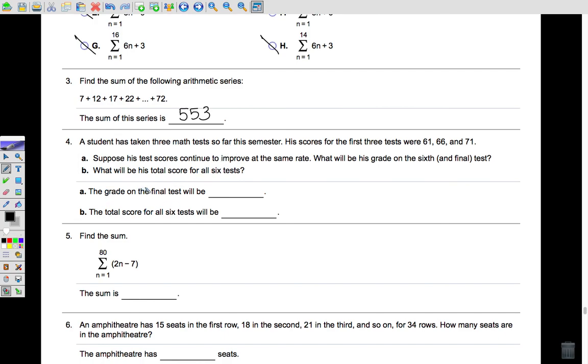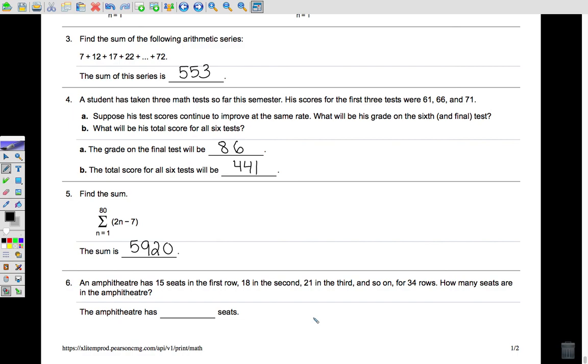For 4, the grade on the final test is 86. The total score is 441. The sum of the sequence is 5,920. Number 6, similar to the one we previously did, is 2,193 total seats. I'm going to go through example number 3 if you still need clarification. Otherwise, check your answers and make sure you can do all of these types of problems.